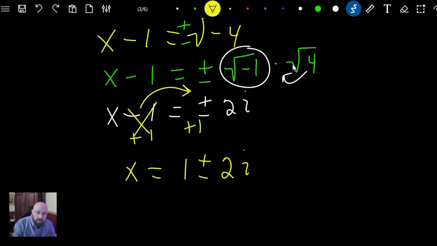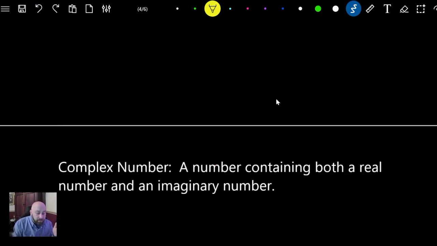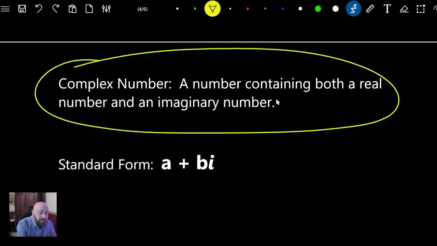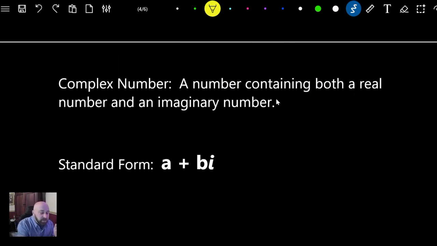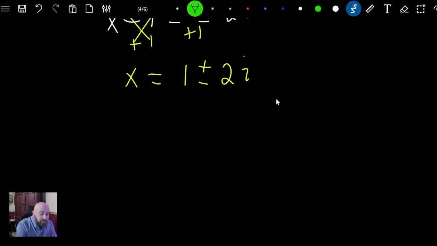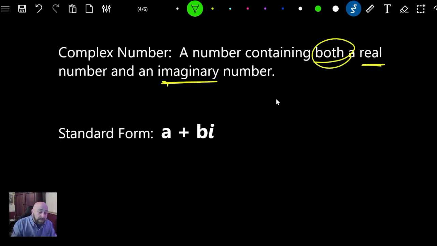Now, you might be wondering what this is because you've never seen that before. This is what's called a complex number. So let's go right down here, and this will be where I end this lesson, and then in the next lesson we'll finish this first lesson out. A complex number is any number containing both a real number and an imaginary number. Okay, so let's go back here, and here's our real number. Our 1 was our real number, and then here is our imaginary number. 2i is imaginary. And so we have both real and imaginary.